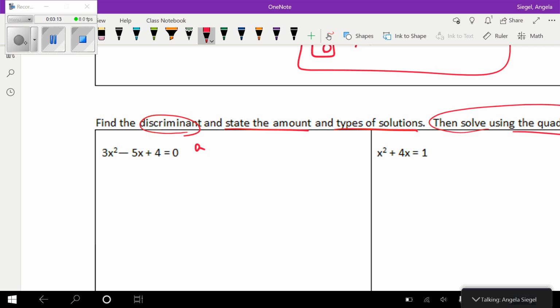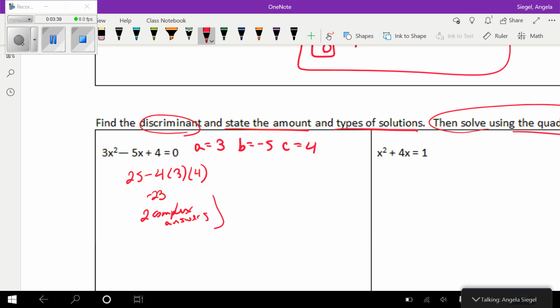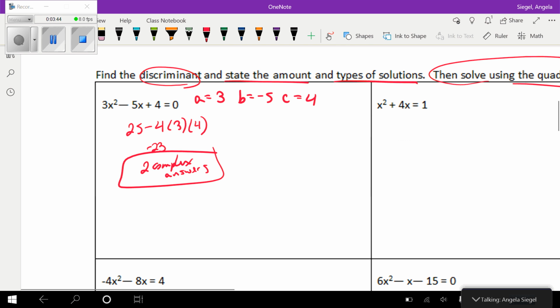So let's go ahead and start with a, b, and c. So a is 3, b is negative 5, and c is 4. So b squared is 25 minus 4ac, which is 4 times 3 times 4. Okay, so I'm going to end up with two complex answers. So I know that when I do the quadratic formula, I'm going to come up with some yucky answers that have some i's in it. So let's see.